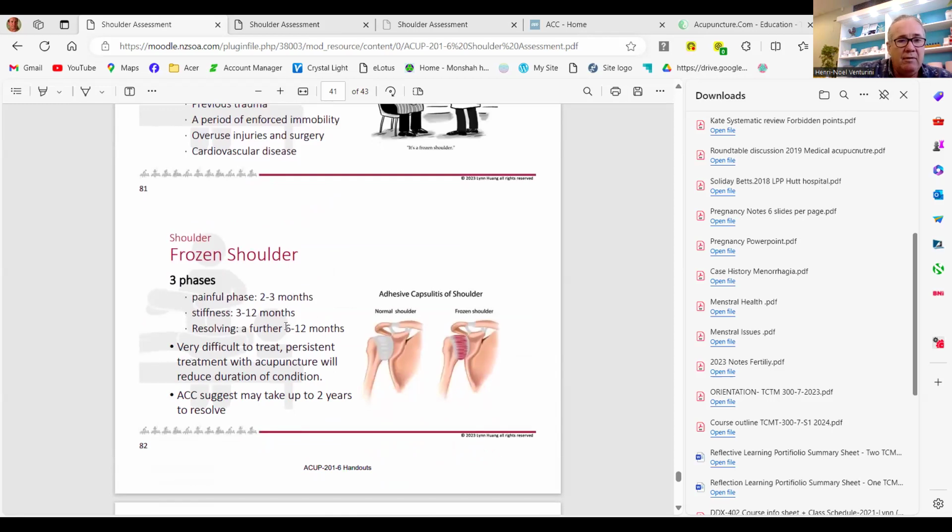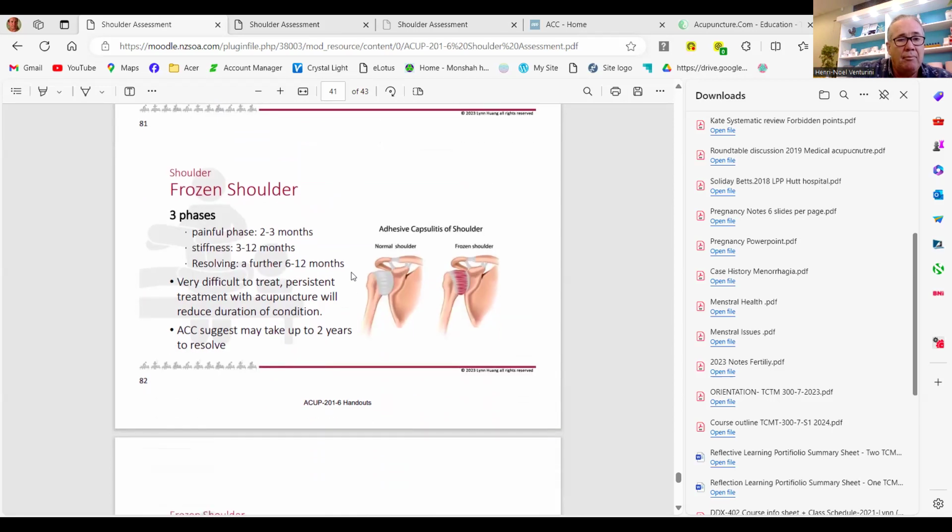This is the phase, painful phase, stiffness phase, resolving phase. As you can see, 6 to 12 months to resolve a frozen shoulder. It's not a quick fix. The ACC suggests it takes up to 2 years to resolve. Now, that is how long a physiotherapist has to treat a frozen shoulder. Acupuncturists only have 12 weeks to resolve the pain. That's our only function.